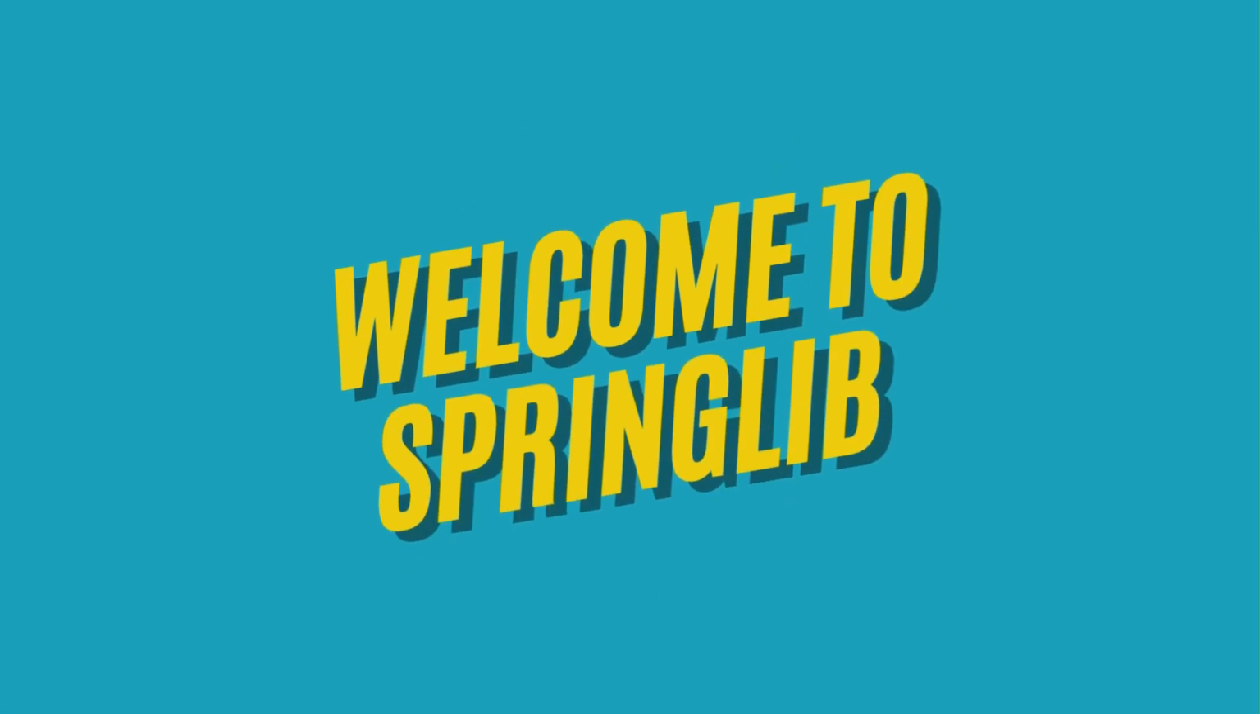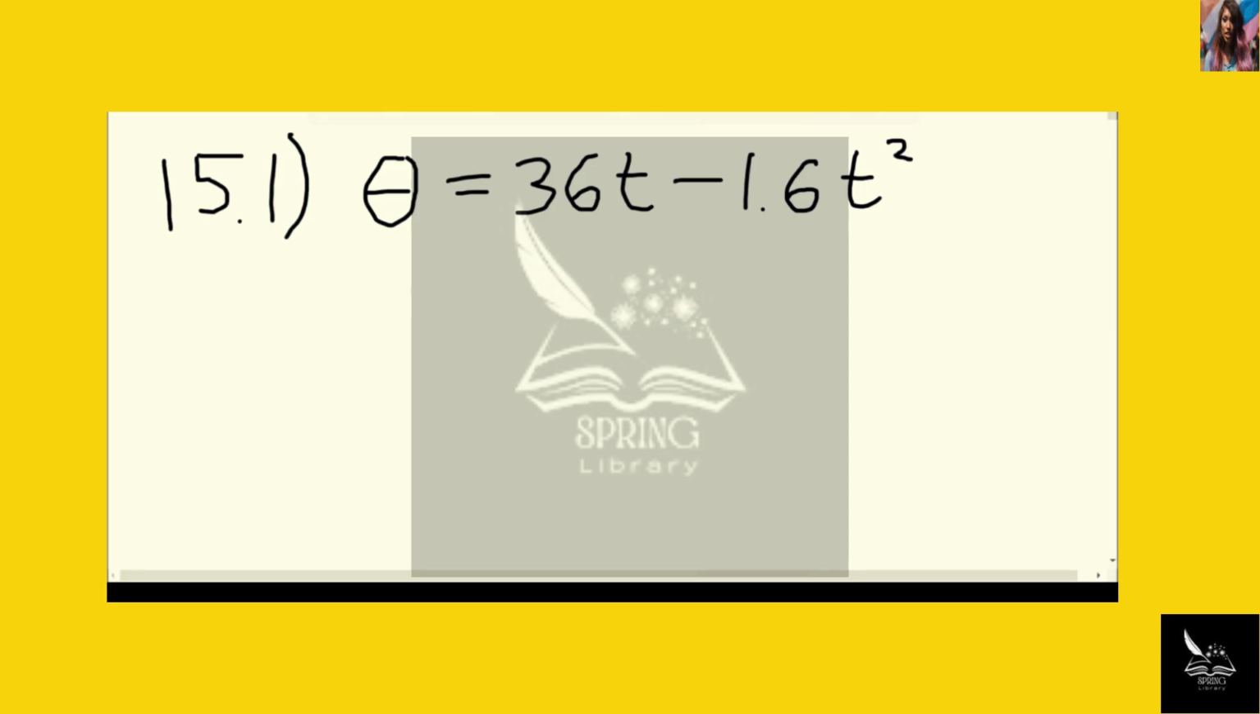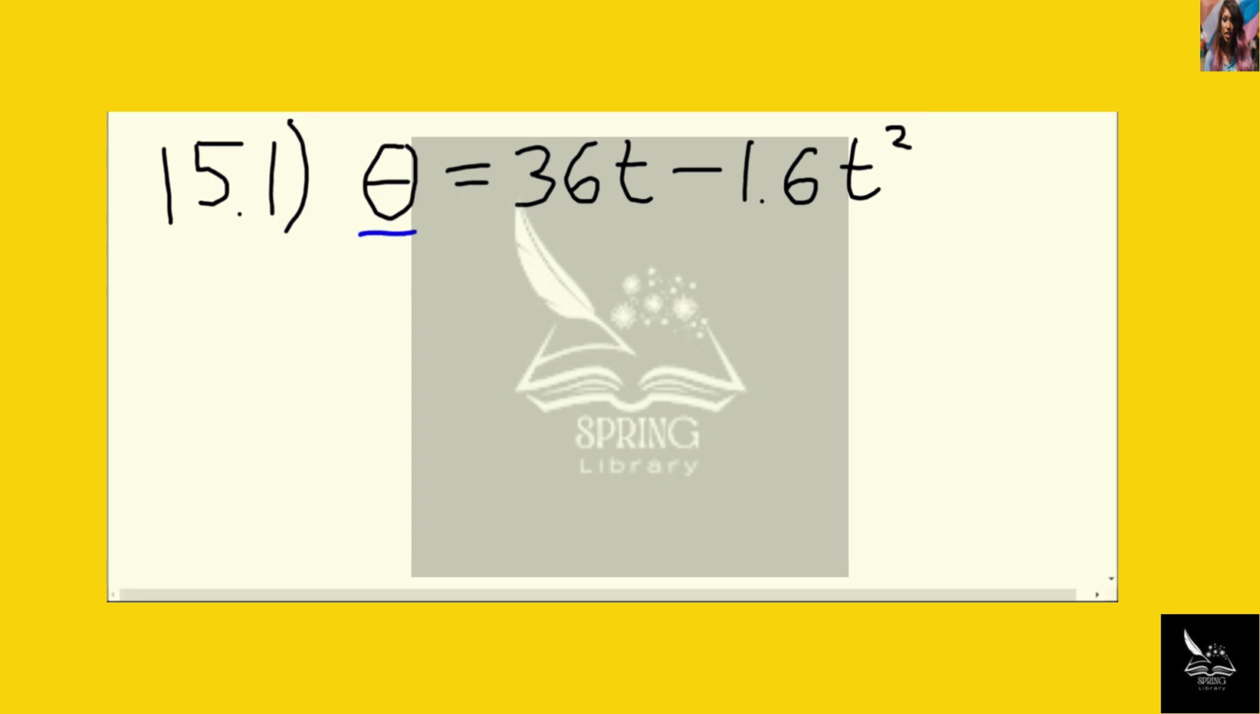Welcome to Spring LIB. Okay, chapter 15, problem 1. We're given this equation for the motion of a brake drum, where theta is the angular position in radians, and t is the time in seconds.